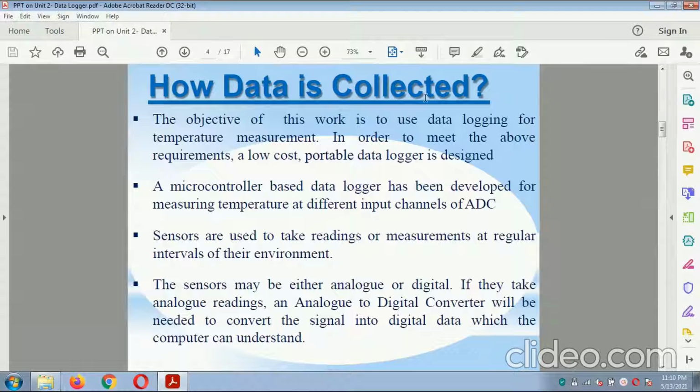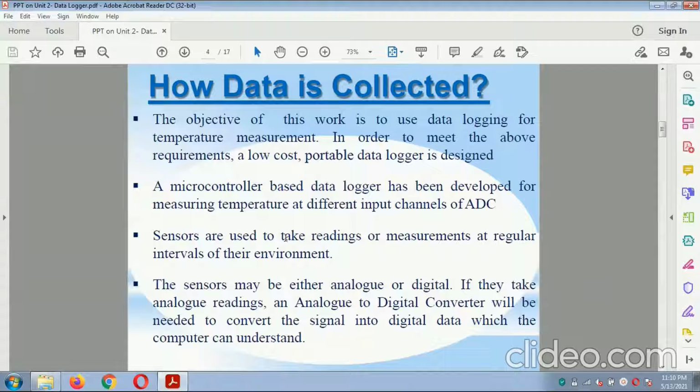How is the data collected? In a data logger, how is the data collected? The objective of this work is to use the data logger for temperature measurement. In order to meet the above requirement, a low-cost portable data logger is designed. A microcontroller-based data logger has been developed for measuring the temperature at different input channels of DAS.